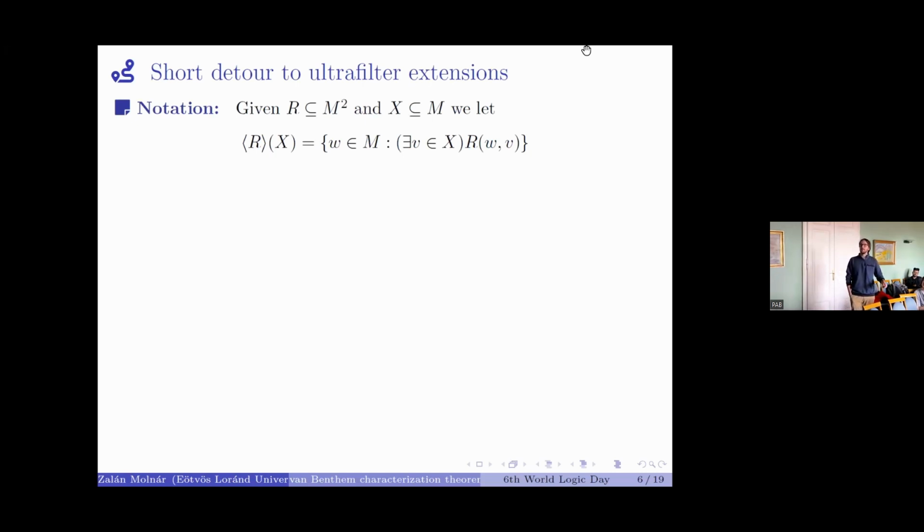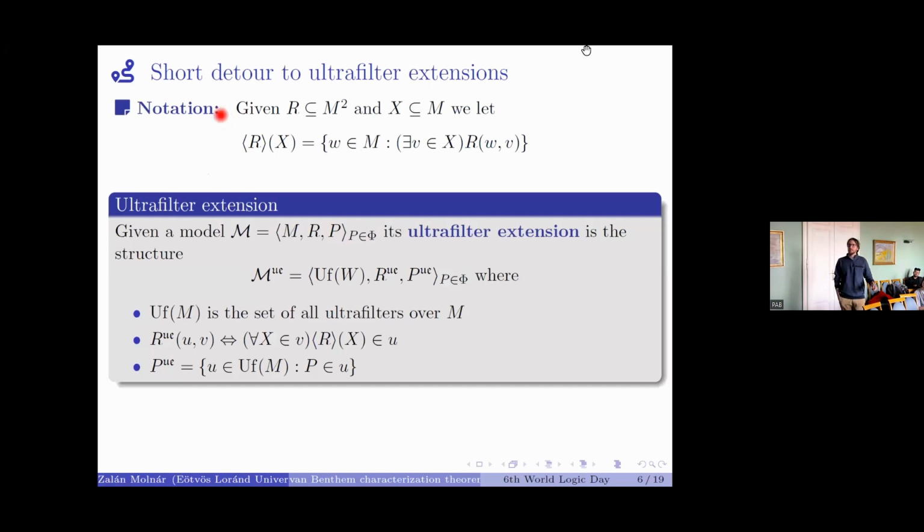For this, let me introduce the notation that for a relation R and a subset X of our model, this diamond_R X will be nothing but the set of R-predecessors of X. And having this notion, if we start with a model for the appropriate language, its ultrafilter extension is the following structure, where the underlying set is the set of all ultrafilters over M. Two ultrafilters are related if and only if whenever I pick a big set X from V, this diamond_R X will be a big set in U. And this is for the relation.